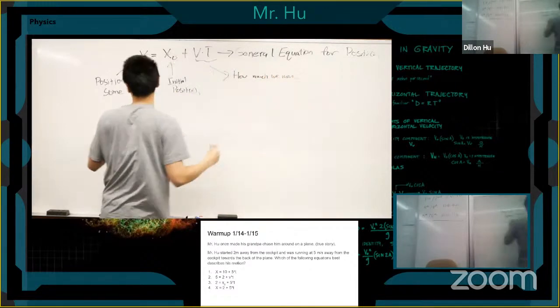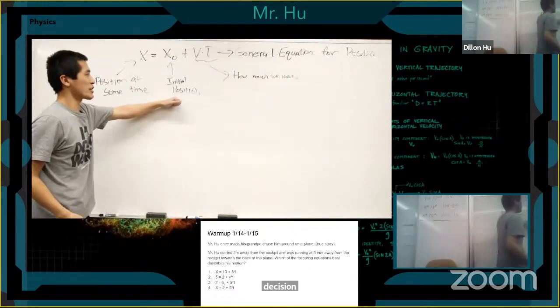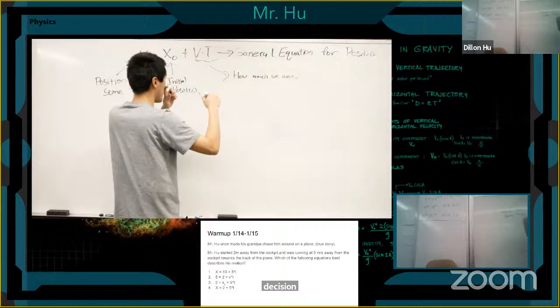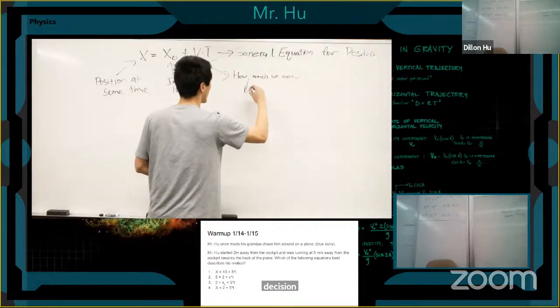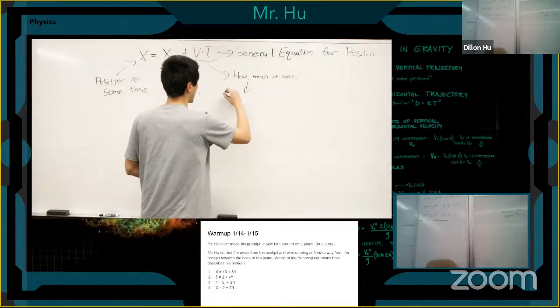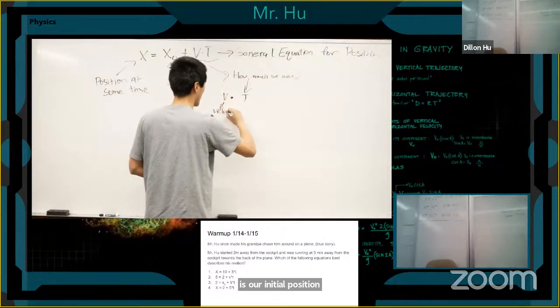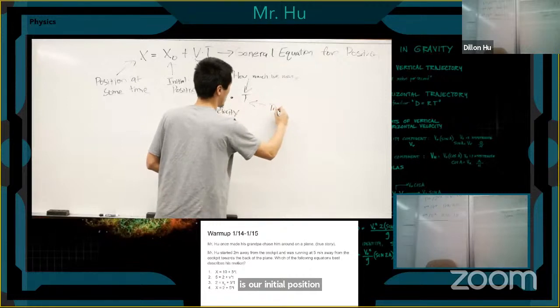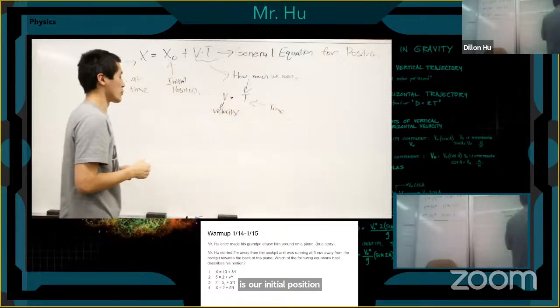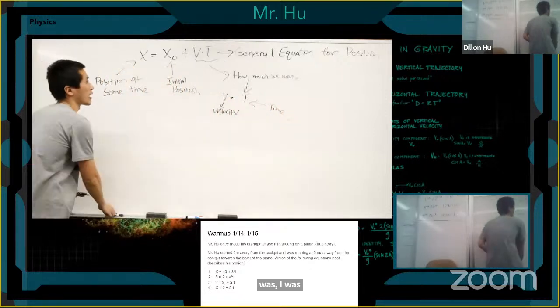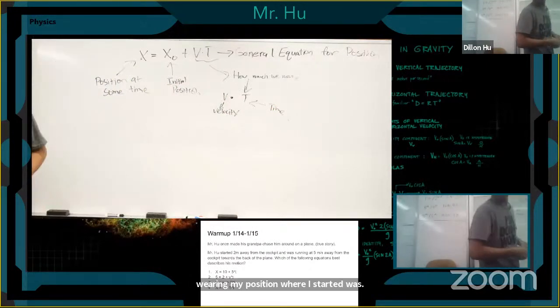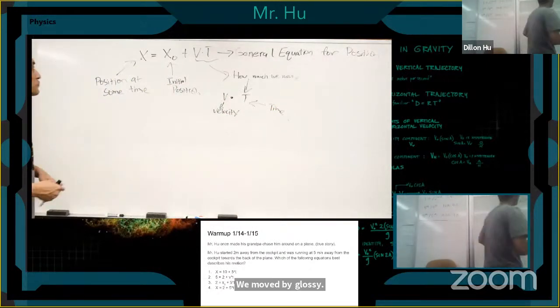So wherever my position is at some time is where I started plus how much I move. How much do we move? Well, we move by our velocity and time. Basically, step velocity. This will give us how much to move. So this will allow us to figure out the general equation for our position. So what is our general equation here?